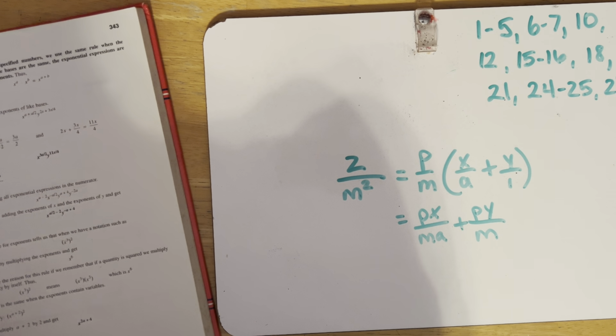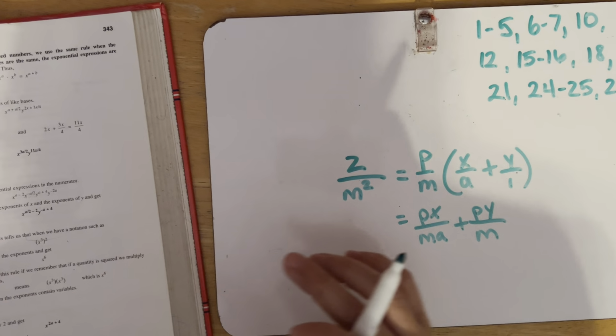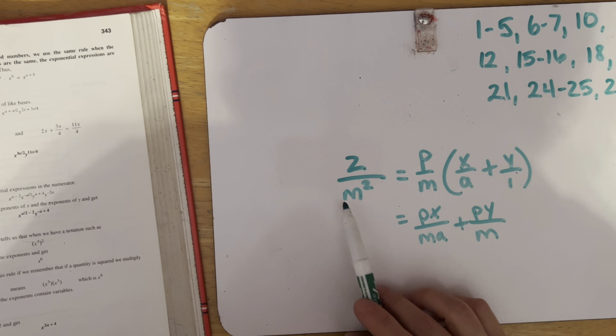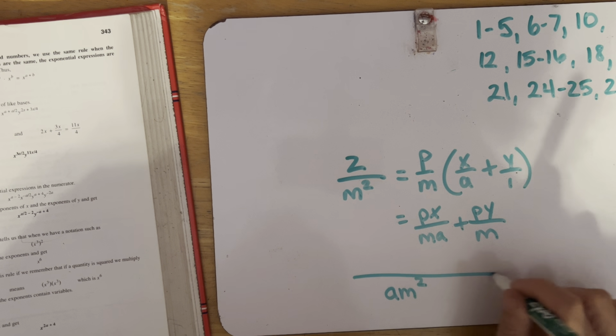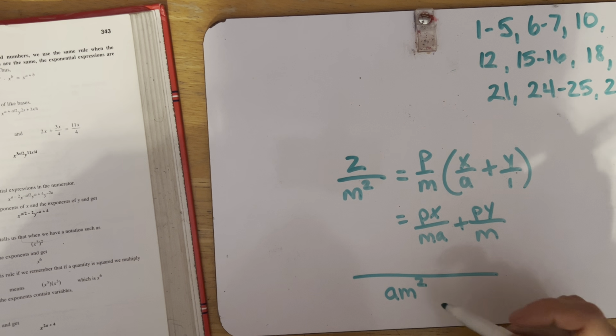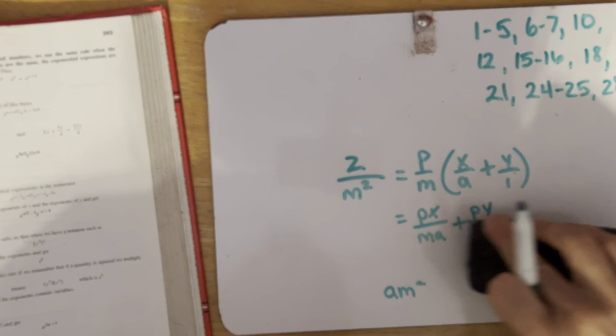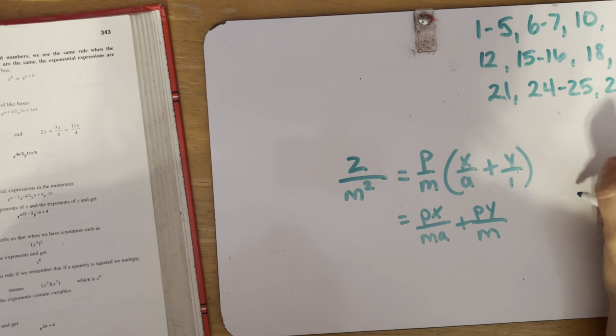Just make sure I'm doing that right. Okay, yes. So actually I need a common denominator for all of this. So my common denominator is going to be am squared. Well, I'm just writing that to remember, so I'll write it over here.